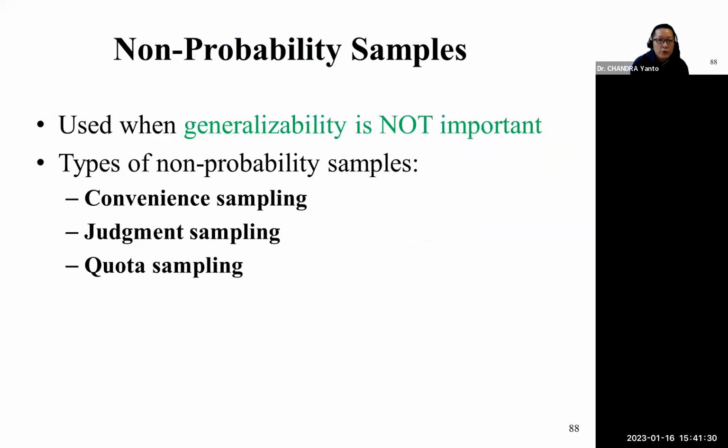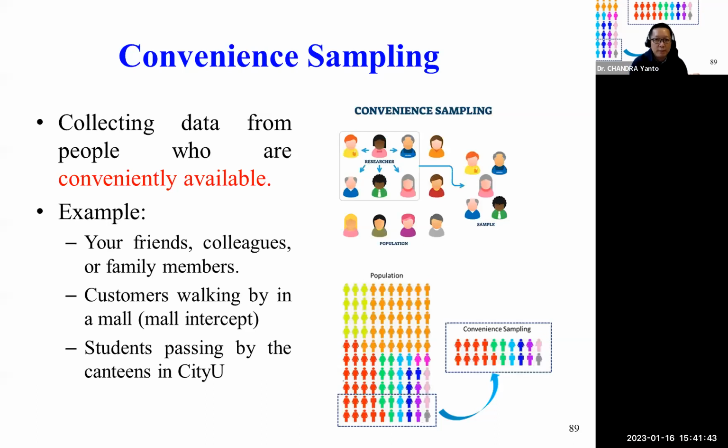So the other type is called non-probability sampling, but when can you use it? When generalizability is not important to you, right? When being generalizable is not important, then you use convenience, judgment, or even quota sampling. So what is convenience sampling? Convenience sampling is when you conveniently get people to participate in your research.